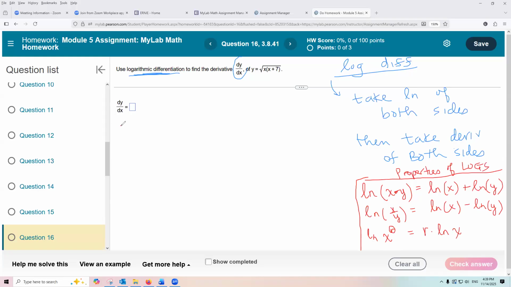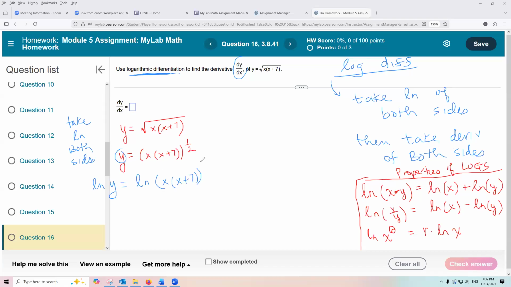All right, let me write down the equation they have. y equals square root of x plus 7. Well, one thing I can do here is instead of writing this as a square root, the square root can be written as exponent 1/2. So I'm going to write that. But now I'm going to take ln of both sides. This is going to be ln y equals ln of (x plus 7) to the 1/2.